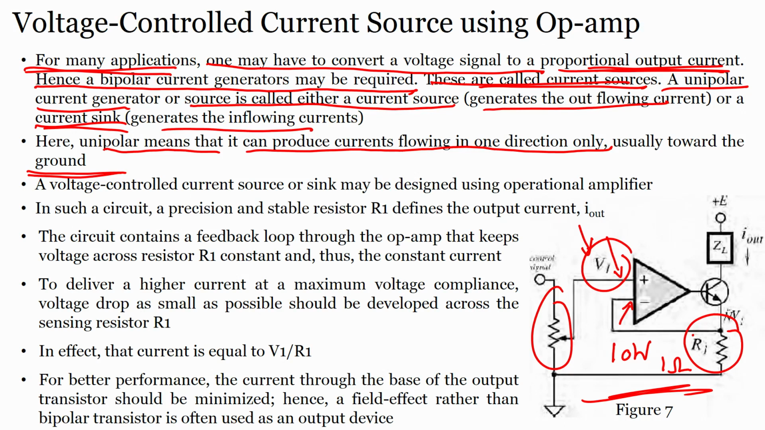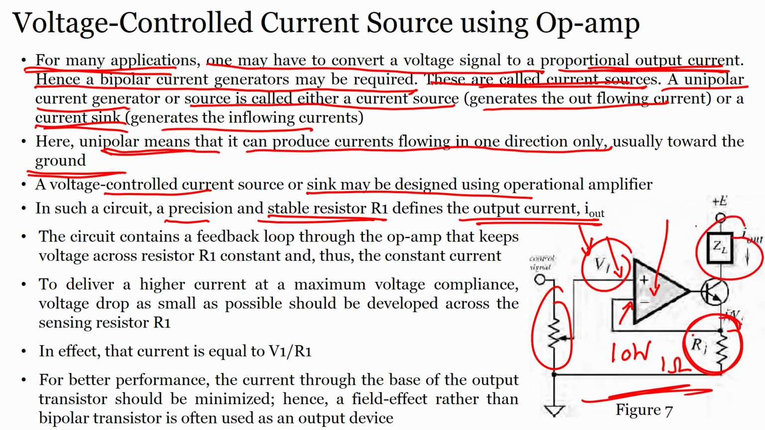First thing is, now you understood how the circuit operates. Unipolar, as we have discussed, means the current flows only from the source to the ground; it has to go to ground. A voltage control current source or sink may be designed using an operational amplifier. This is nothing but your operational amplifier. In such a circuit, a precision and stable resistor R1 defines the output current I out.